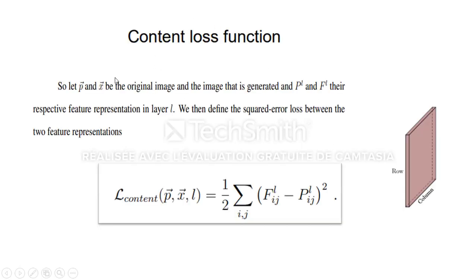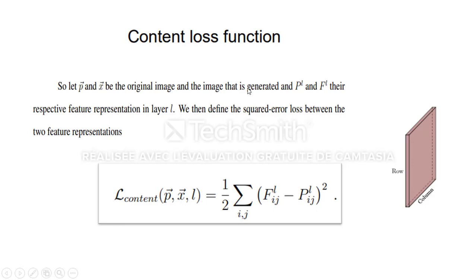Okay, so the content loss is going to be the difference between the two feature maps of my image that I initialize, or my image that I randomly choose, and my content image. Okay, so I have here, for example, P and X. P is my original image, my content image, and X is the image that is generated.